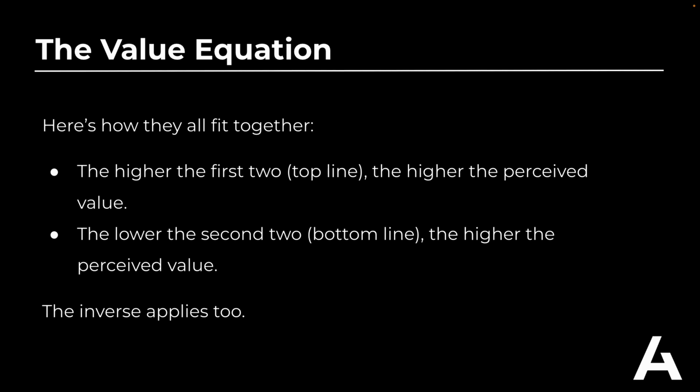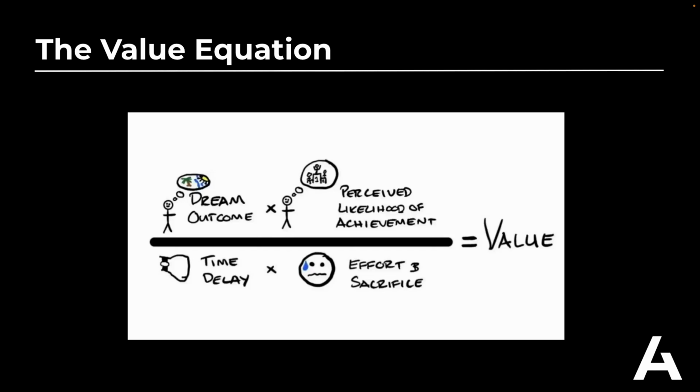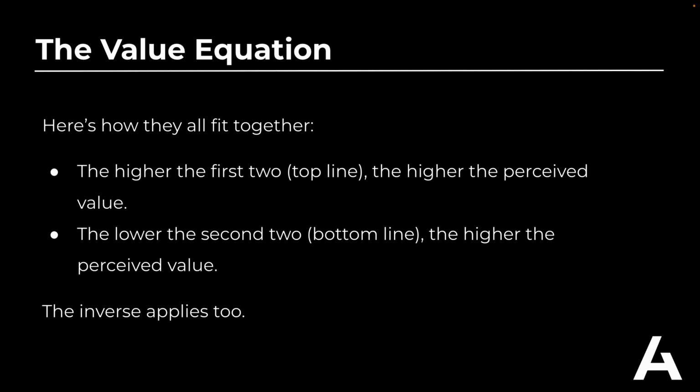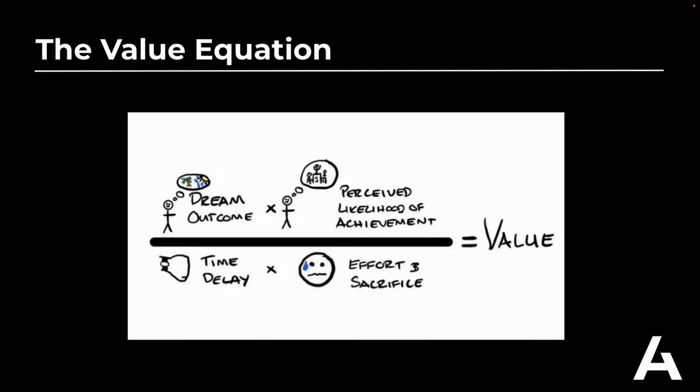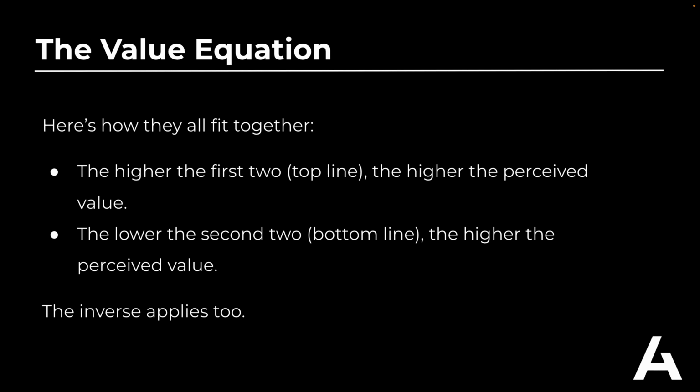So you want the top line, if we go back, you want the dream outcome and the perceived likelihood of achievement to be as high as possible. And you want the lower line, the higher the perceived value, if they are as low as possible. So the time delay and the effort and sacrifice. So just to reiterate, top line, dream outcome, perceived likelihood of achievement, as high as possible. Bottom line, time delay, effort and sacrifice as low as possible. And that is how we get the value equation to be as optimized and high as possible.